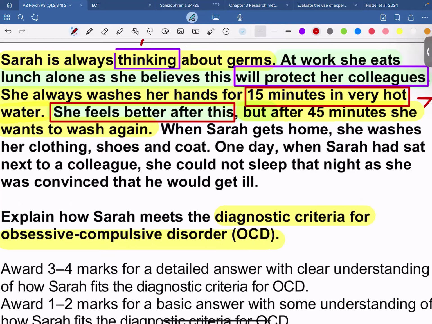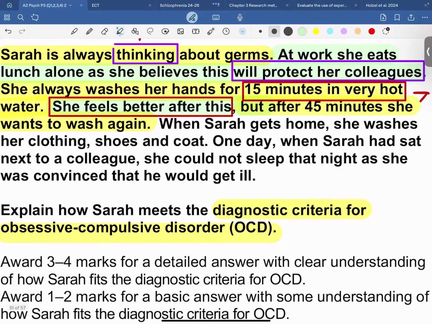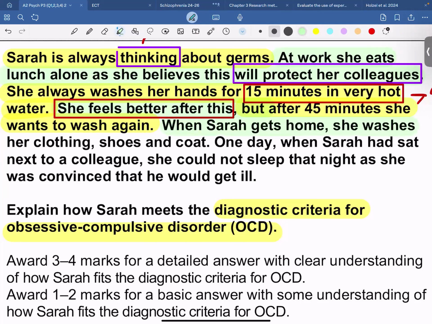When Sarah gets home, she washes her clothes, shoes, and coat. One day, when Sarah had sat next to a colleague, she could not sleep that night as she was convinced that he would get ill. Again, an intrusive thought which led to her day to day functioning getting affected. The question here reads, explain how Sarah meets the diagnostic criteria for obsessive compulsive disorder.